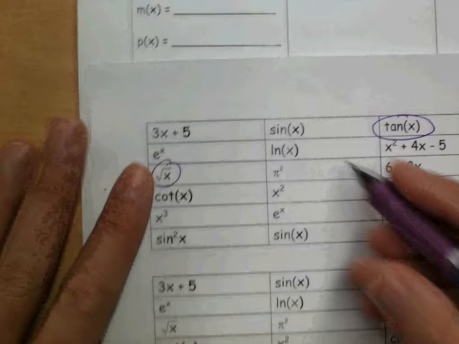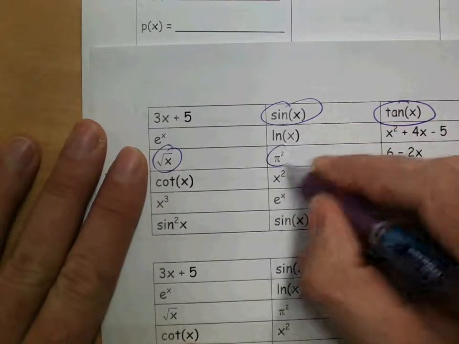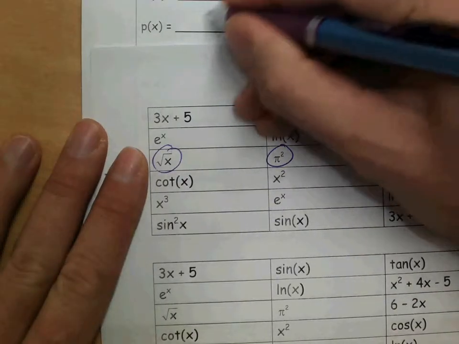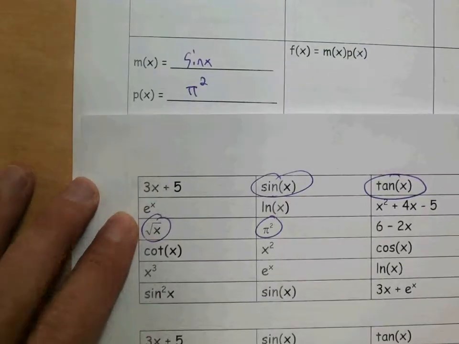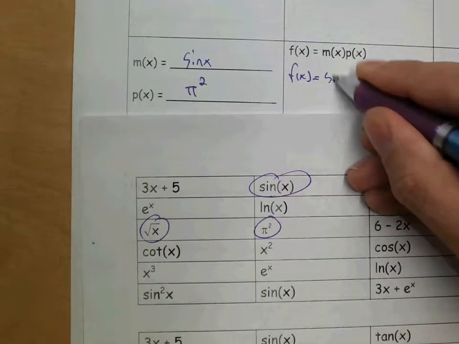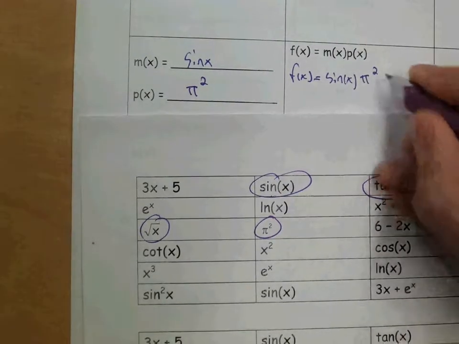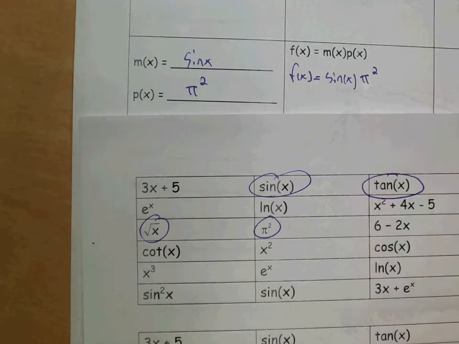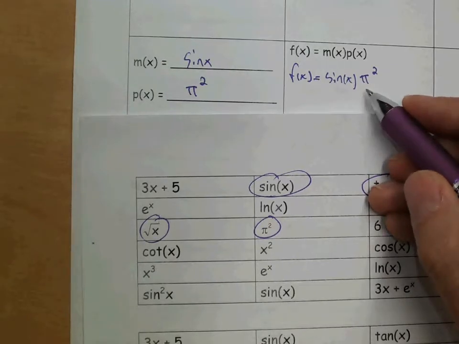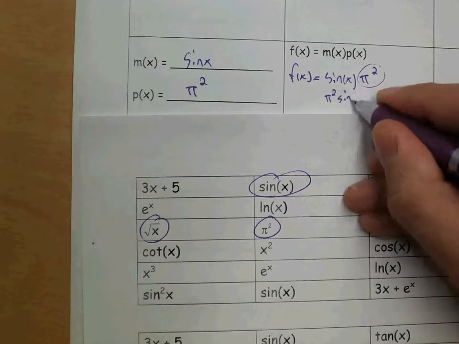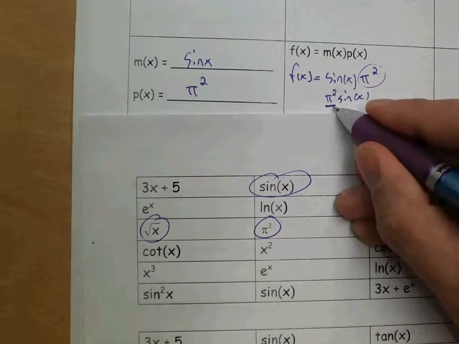This next one, I'm choosing two more. I'm going to choose sine of x and pi squared. So m of x is sine of x, p of x is pi squared. This is a product. These are multiplying times each other, so this is not a chain rule. Pi squared is not inside of sine of x. I could use the product rule. There is a much faster way to do this one, which is that because pi squared is just a number, this is a constant. It's pi squared sine of x.